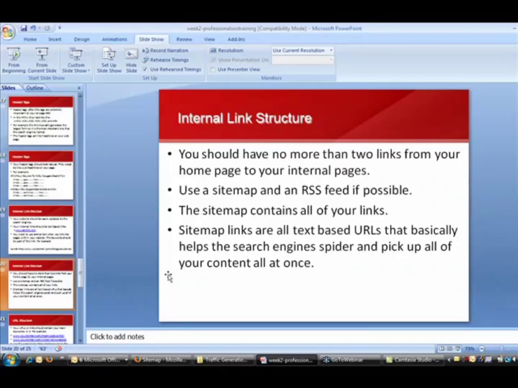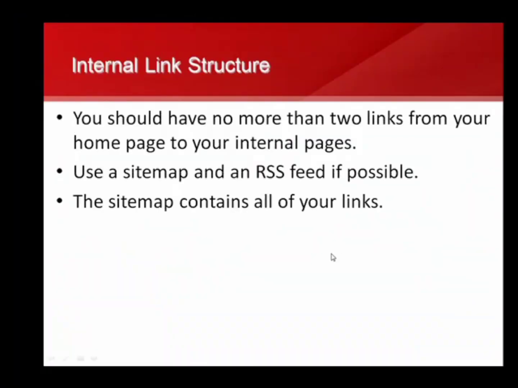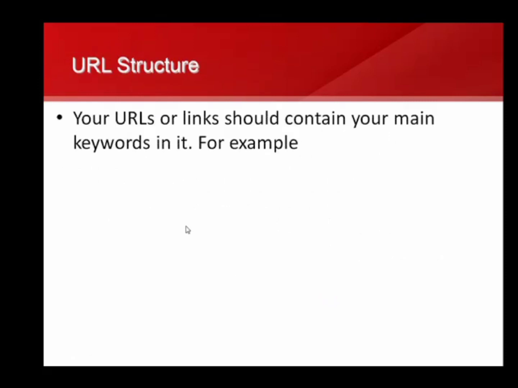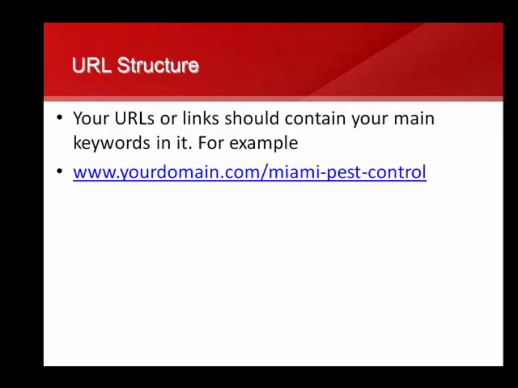Another thing that will function very similar to how a sitemap will function for you is the RSS feed. And if you're using WordPress, by default, your site will have an RSS feed. Your URLs or links should contain your main keyword in it. So for example, it should be like yourdomainname.com/Miami-pest-control. So if you are a pest control service in Miami, or maybe you have a site related to pest control and you're just targeting different areas, maybe it's like floridapestcontrol.com, and then you have subpages related to each different city and the keyword phrase pest control. That's just an example here.